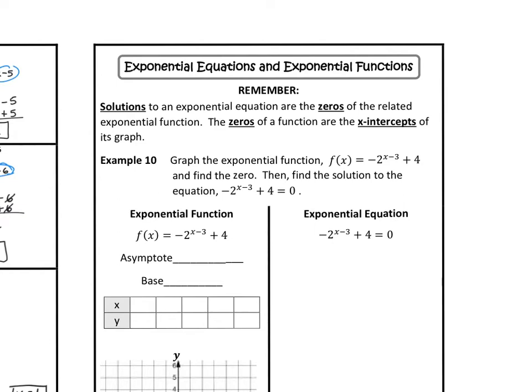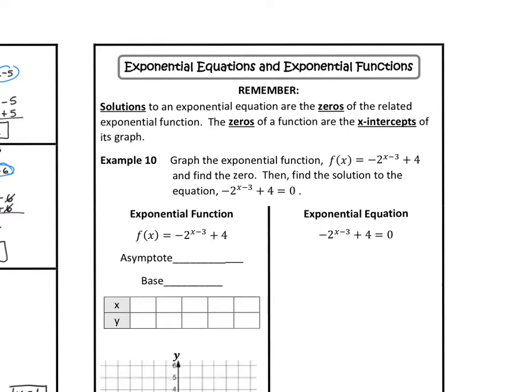So let's read. What does it say? Exponential equations and exponential functions. Remember, solutions to an exponential equation are the zeros of the related exponential function. And what are zeros again? To remind us, the zeros are the x-intercepts of the graph. So the solutions that we're going to get over here are answers, like what we've been getting in our examples, right? We've been getting an answer for x. This answer that we get is going to equal the x-intercept that we get when we graph this.